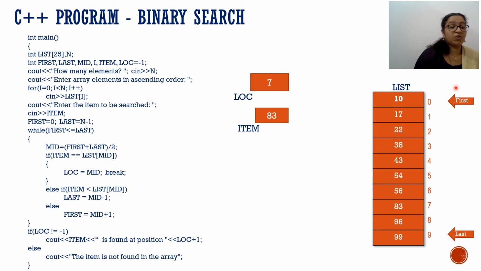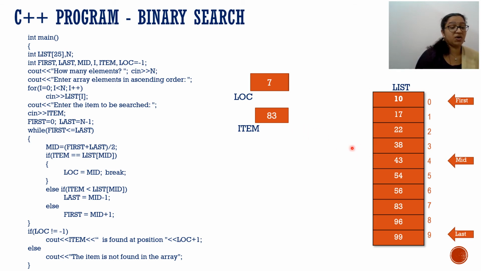Okay. Now we want to find the middle position. How we can find the middle position? Yeah, 0 plus 9 divided by 2. That means 4.5. We'll take only the integer part. So the mid is on 4th position. Okay. So we got 43 as the middle position value. Now we are comparing. Is it equal? No, it is not equal.